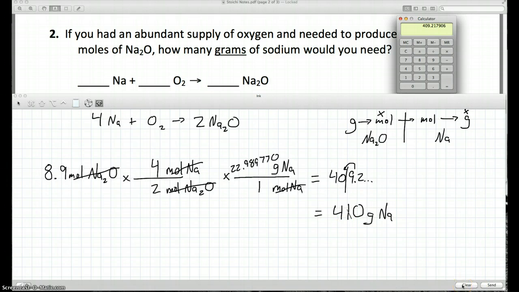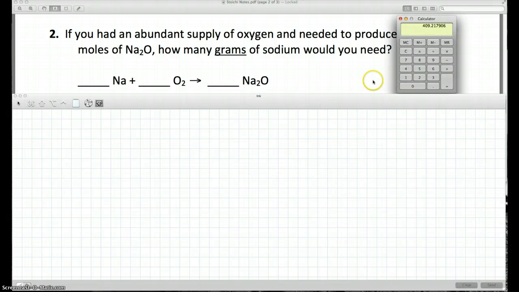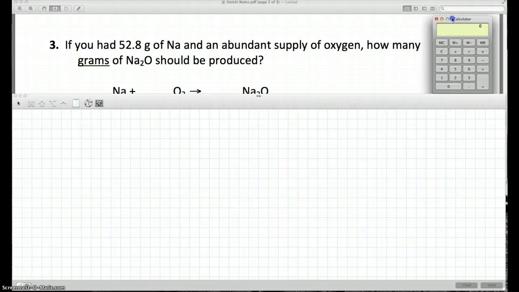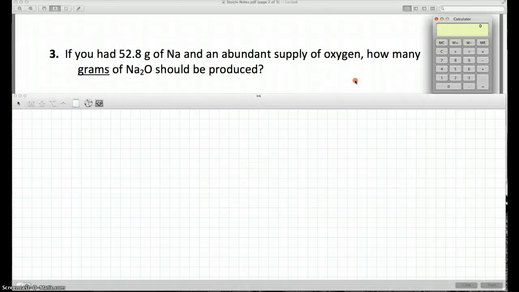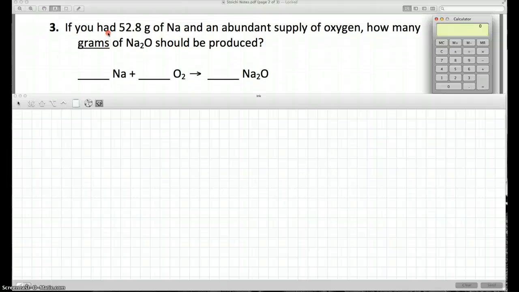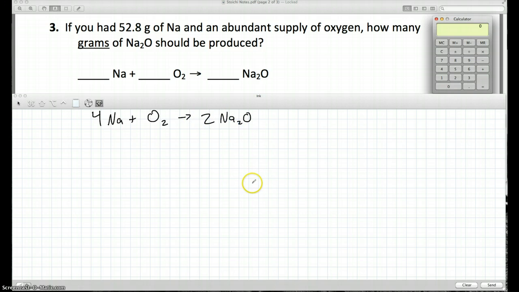Let's do another one. Whoa, I hate when I do that. So, next question. Again, same equation. So I'll put that up at the top here. 4Na plus 1O2 makes 2Na2O.